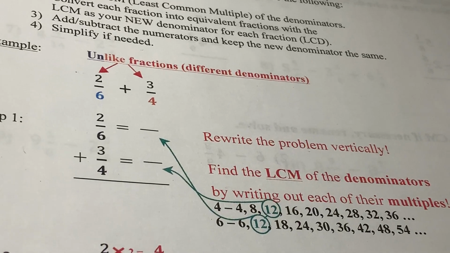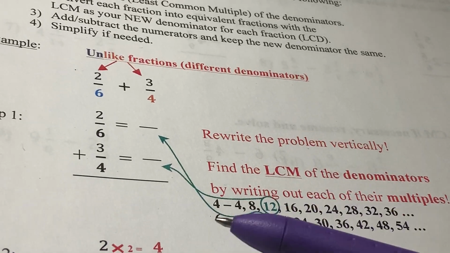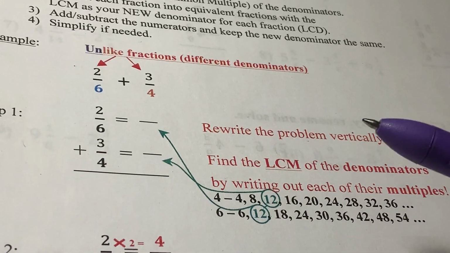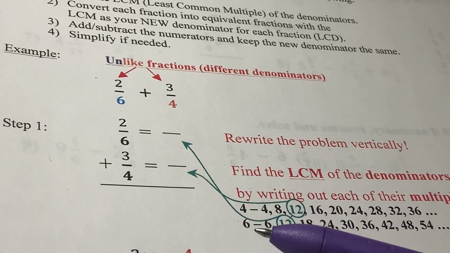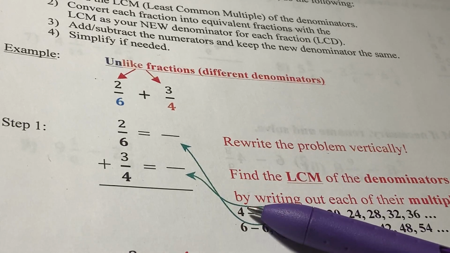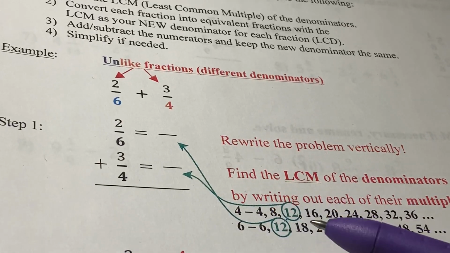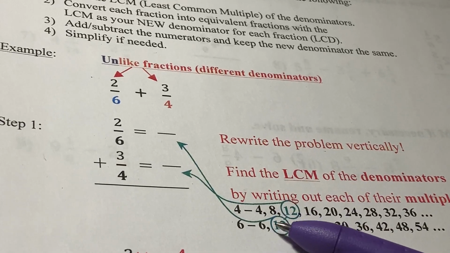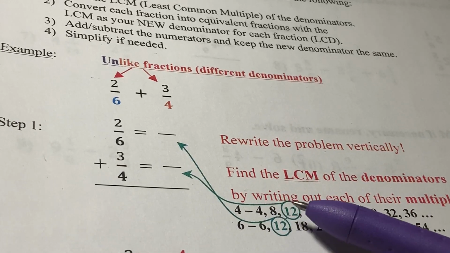So now you might say, Mr. Barbier, is there a faster way to get this than writing out the entire times table for each number? Absolutely. What you do is you start with the number that's bigger. 6 is bigger than 4. I start to write the multiples of 6 and then I stop when I see a number that's also in the 4 times table.